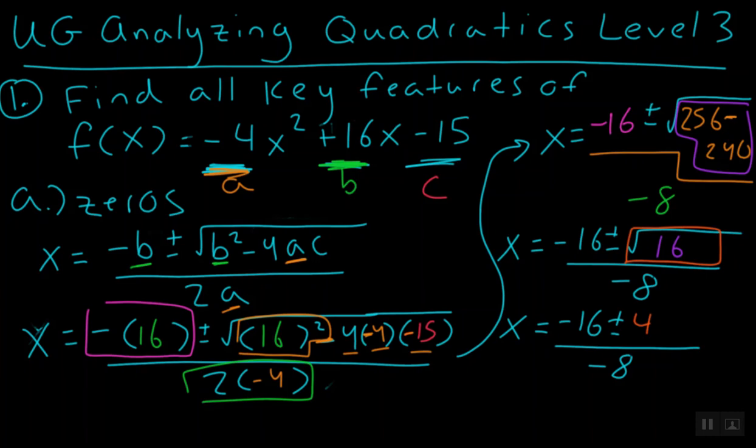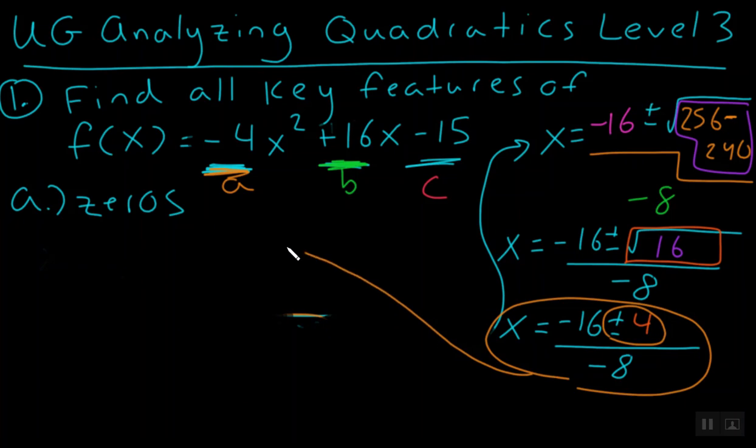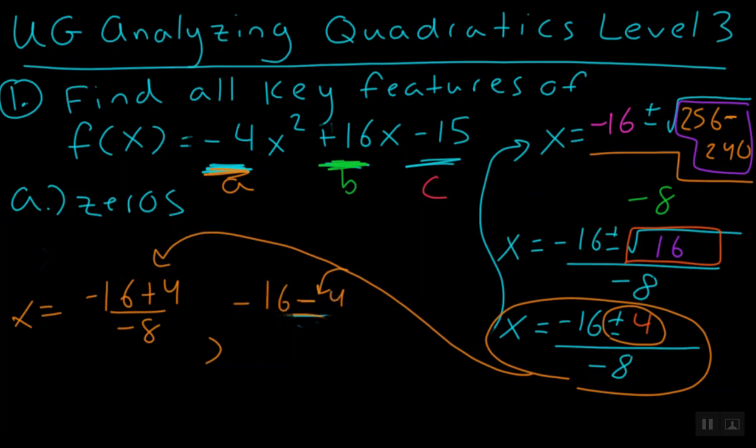I would encourage you to pause the video right now, finish taking your notes, and get caught up with me when you can. Okay, so I want to take this, let me back up a second. Alright, I want to take this, and what I want to do is look at that plus or minus, and split this up into its two forms. The first thing we see is x equals negative 16 plus 4 all over negative 8. And we also see negative 16 minus 4 all over negative 8.